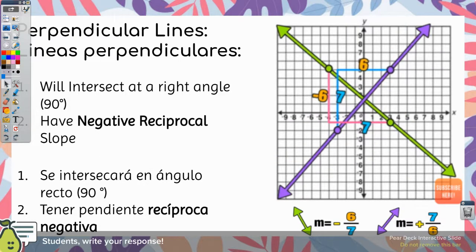A perpendicular line means a couple of things. It's going to intersect once, which means it's going to cross once at a 90-degree angle. That matters more for geometry, but that's a fact. And they're going to have a negative reciprocal slope from each other. We're going to talk about what negative reciprocal means, but it basically means you flip the number and you change the sign. So if the green line is -6/7, that means the purple is going to be +7/6.